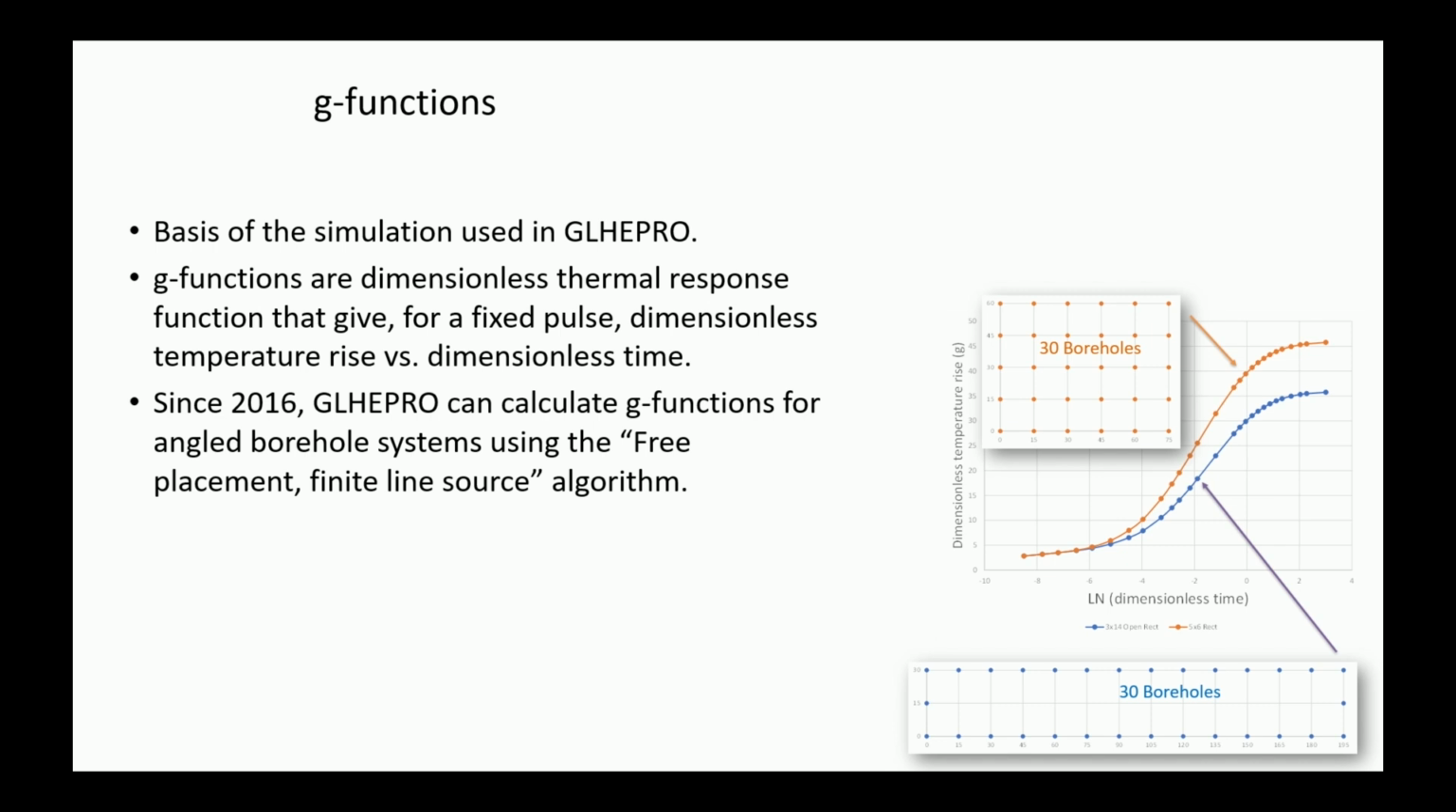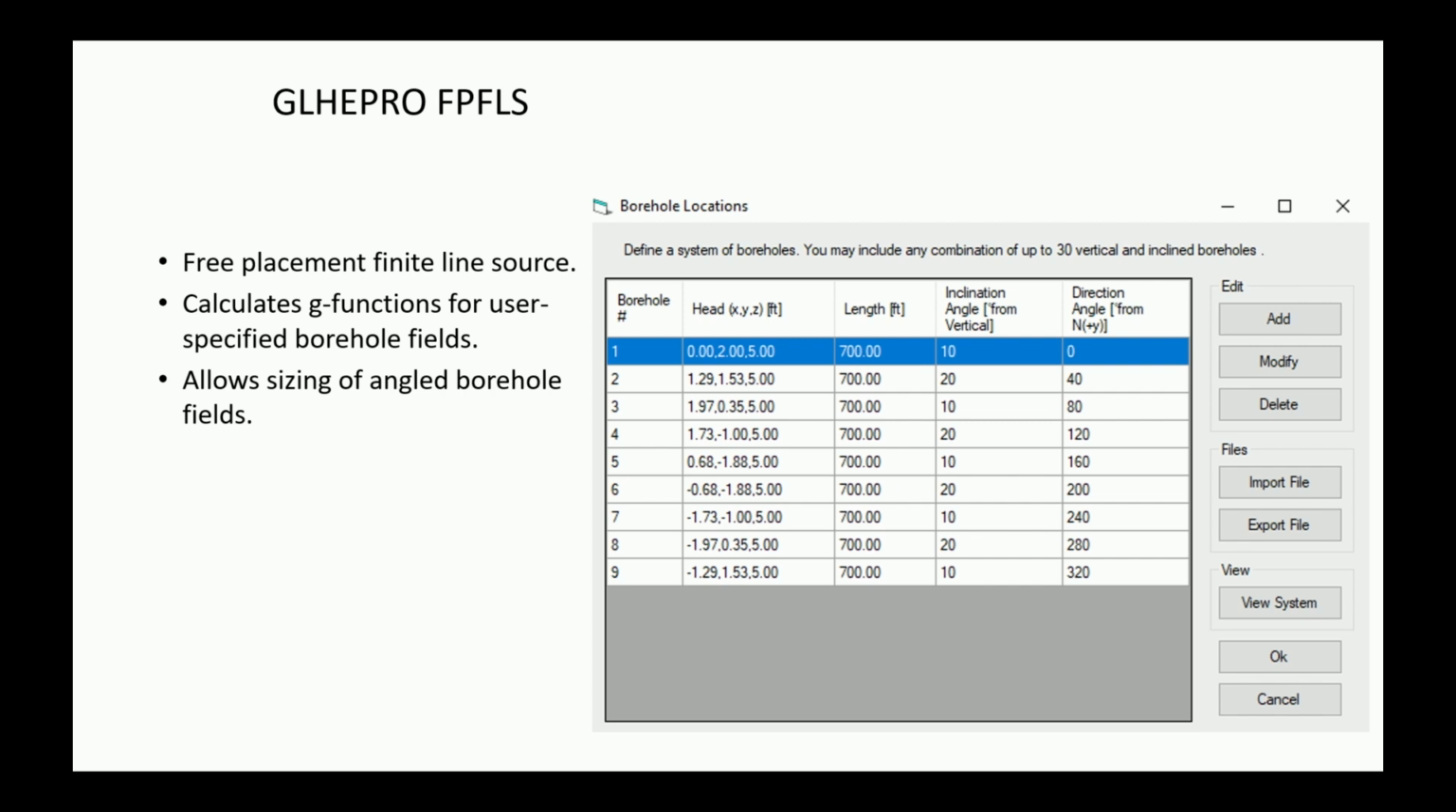For about the last 8 years, we've had this capability to calculate these G functions for angled borehole systems using what we call the free placement finite line source algorithm. I was talking to somebody earlier, I said, well, we have a modest capability for doing this. It's not very automated, so the user has to specify the position of the top of the borehole, the direction of the inclination, and what the inclination from vertical is.